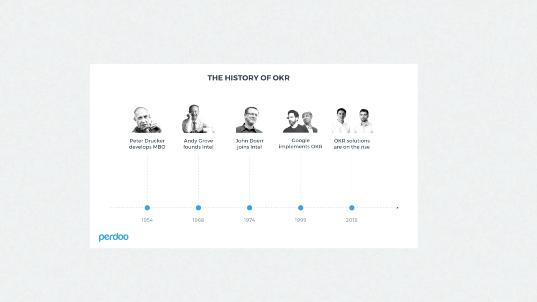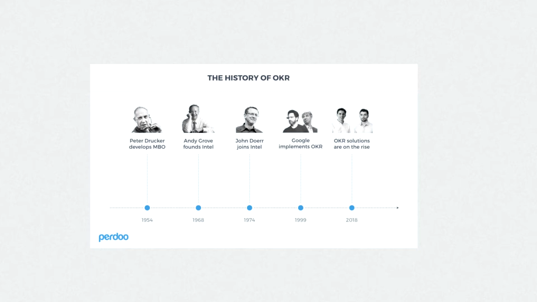Many of you might have read the history of OKRs, such as how it was developed and adopted at Intel by Andrew Grove, and how John Doerr, an employee of Intel, was taught and applied OKRs at Intel, took that concept to Google, implemented and scaled it, and how it has been tried and tested as a methodology that is still used at Google today.